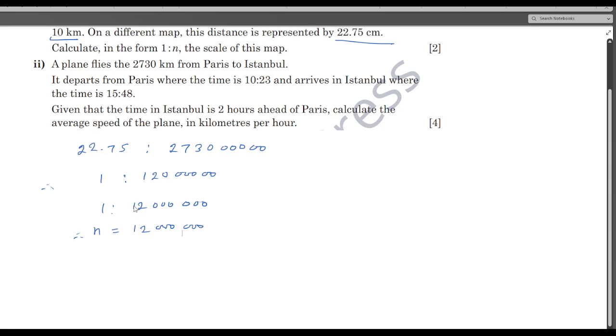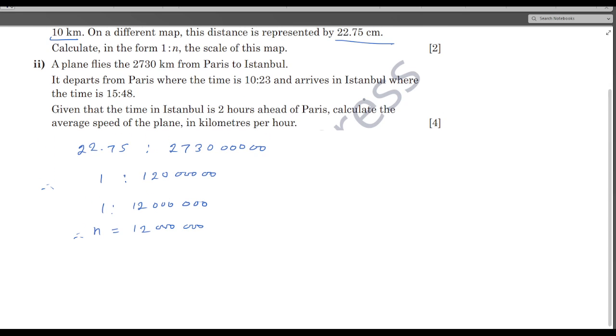Second, a plane flies the 2730 kilometer from Paris to Istanbul. It departs from Paris when the time is 10:23 and arrives in Istanbul when the time is 15:48. Given that the time in Istanbul is 2 hours ahead of Paris, calculate the average speed of the plane in kilometer per hour.